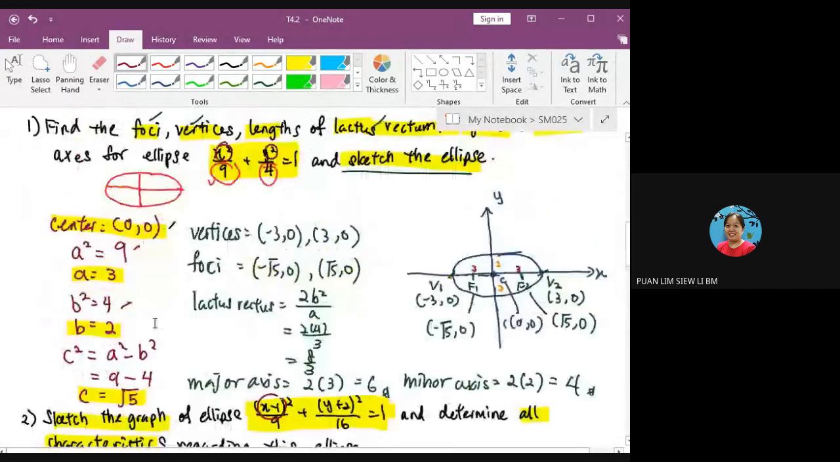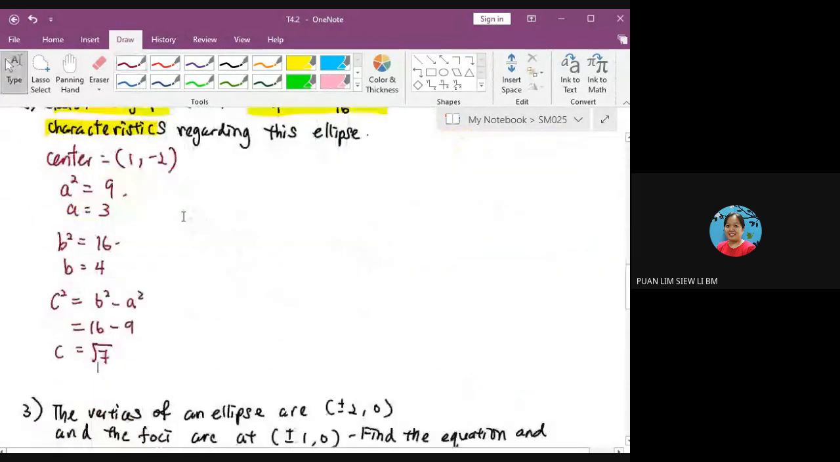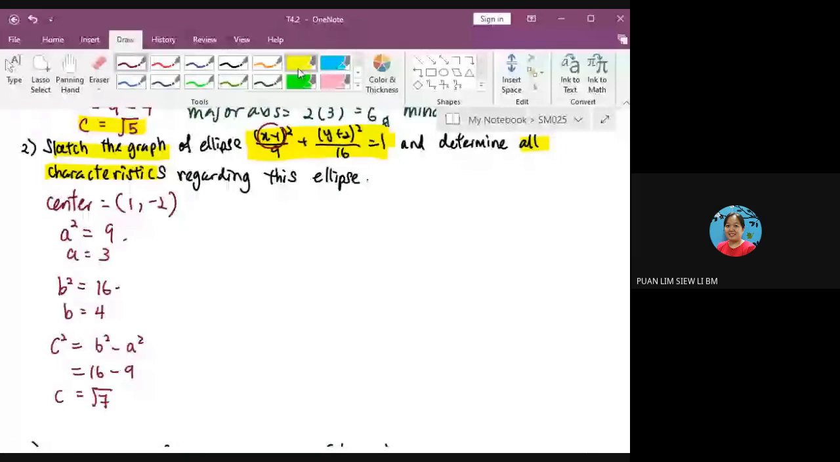Ellipse ni jenis melintang ke menegak? Macam mana kita tahu dia melintang ke menegak? Faktor dia dekat nilai di bawah sini. Mana besar? B lagi besar. Bila B lagi besar, bermaksud benda Y lagi hebat. Bila benda Y lagi hebat, bermaksud benda menegak lah. Y kan menegak, X kan melintang. So benda Y lagi hebat.